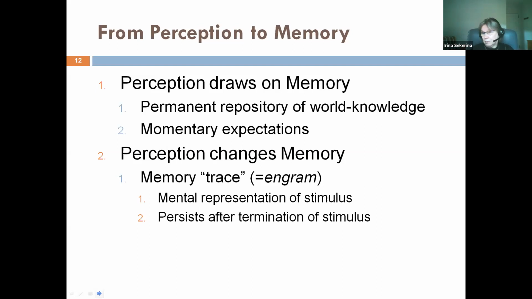And of course, perception in itself also changes memory. That is, if you see something new, you have to explore it and come up with a concept, and then it becomes a part of your memory store. The underlying mental representation of memories is called a memory trace. And Karl Lashley introduced another term called engram. It means the same. Again, remember, cognitive psychology is all about inferences, all about indirect evidence.